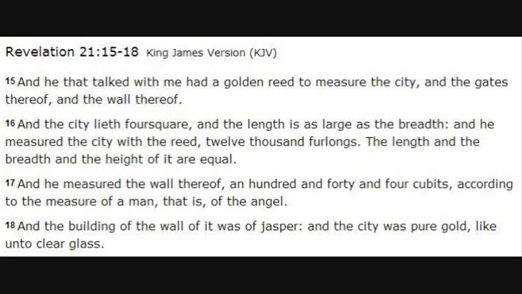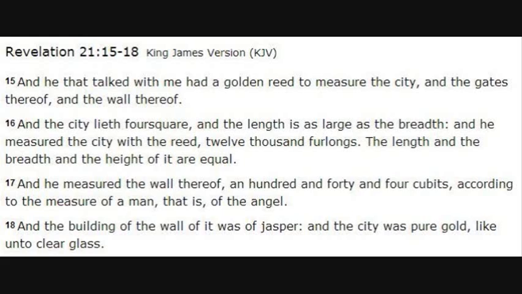And he measured the wall thereof, 144 cubits, according to the measure of a man, that is, of the angel. And the building of the wall of it was jasper, and the city was pure gold, like unto clear glass." Unquote.